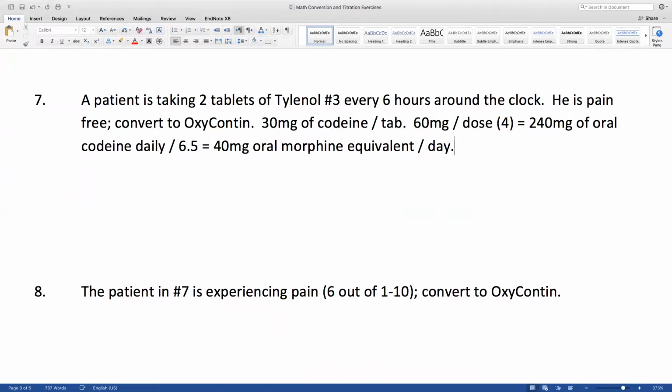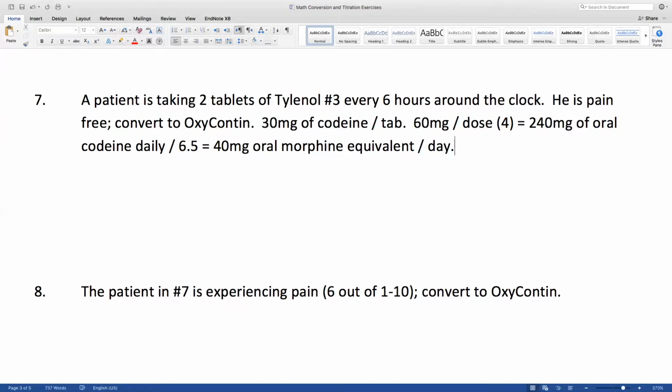All right, now here's the catcher, guys. And we kind of talked about this on Friday: notice the statement that it's pain-free. Because the patient's pain-free and we're converting due to dosing, we'd want to reduce, because we're switching between drugs, by like 25 to 30%.